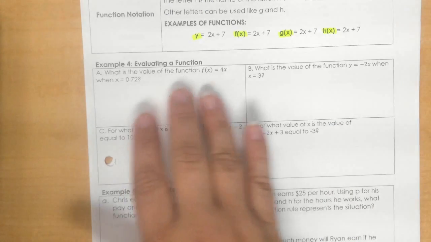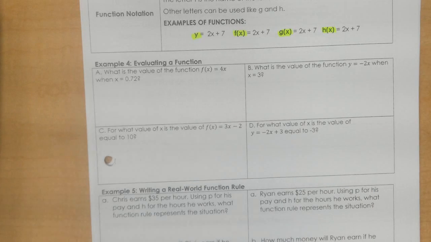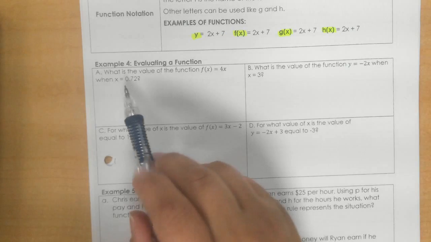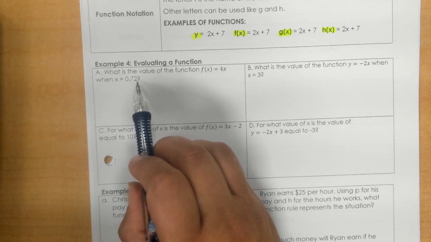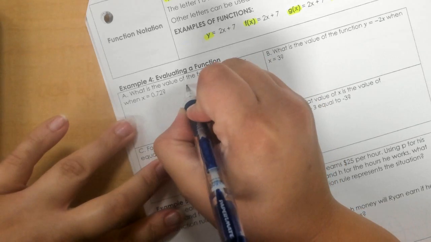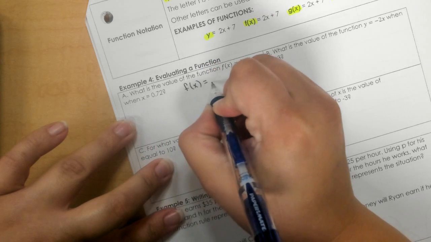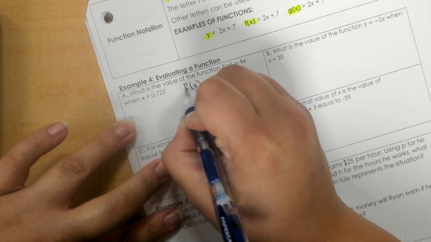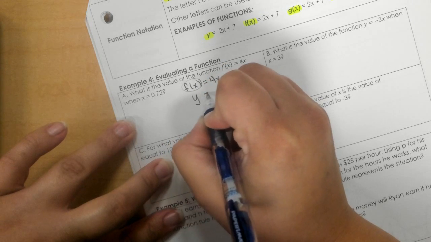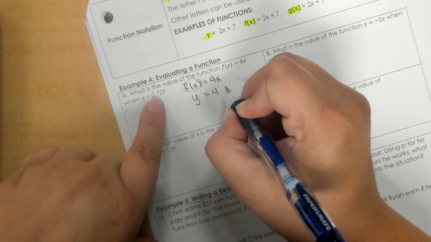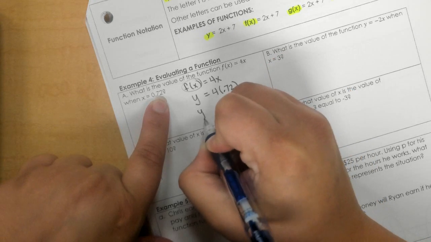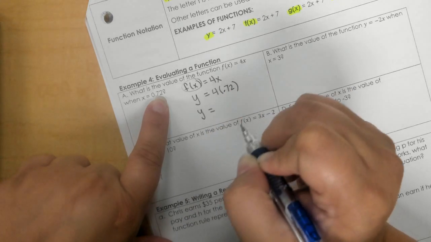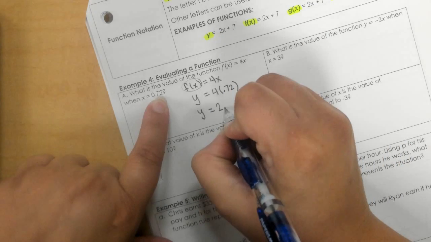So if I look down here at these 4 problems, I'm just solving different parts of the function or the equation. In the first one, it says, what is the value of the function f of x equals 4x when x equals 0.72? First thing, we know that we have f of x equals 4x. We also know that f of x is the same thing as saying y, and our x was given to us, 0.72. So if I multiply 4 times 0.72 together, we get 2.88.